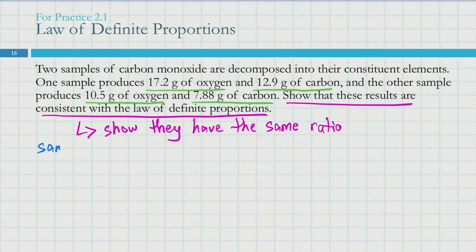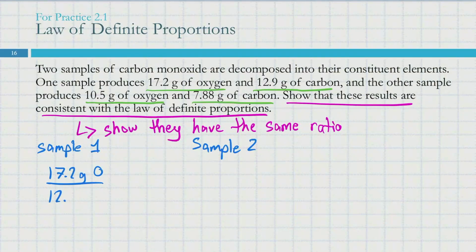So sample 1, sample 2. In sample 1, we had 17.2 grams of oxygen for 12.9 grams of carbon. So we can calculate what that ratio is. In sample 2, we had 10.5 grams of oxygen with 7.88 grams of carbon. We can also calculate what that ratio is.